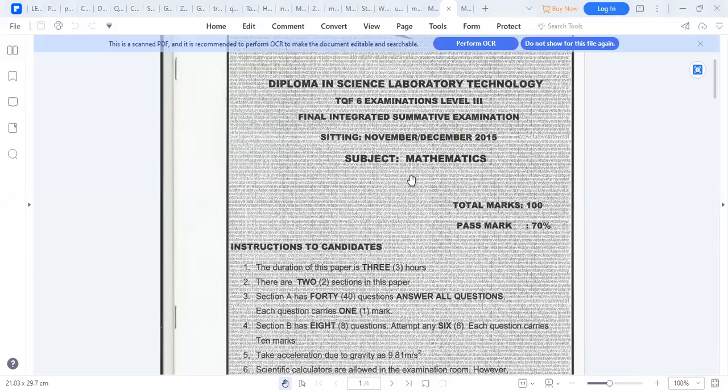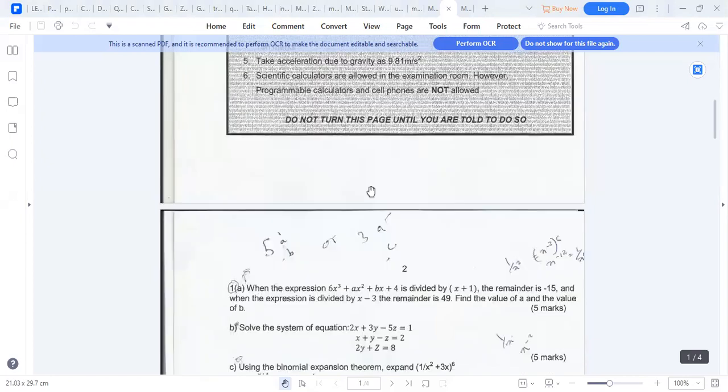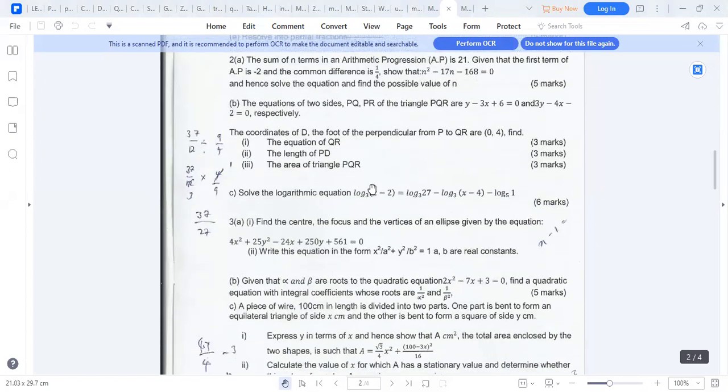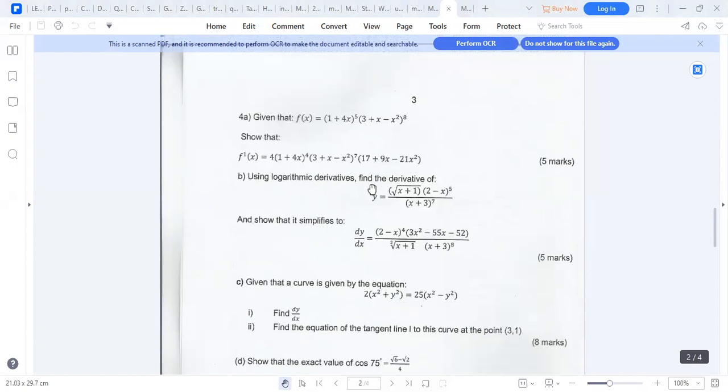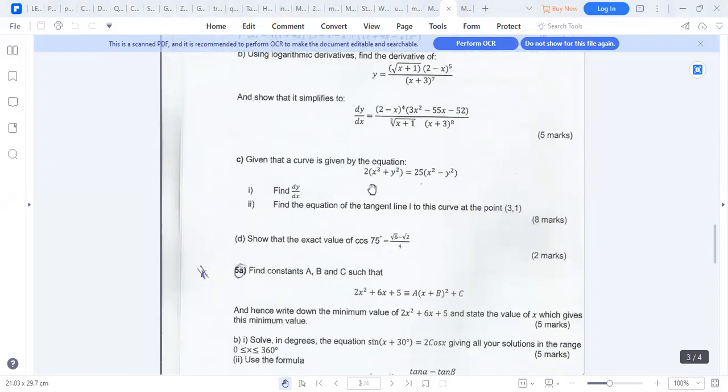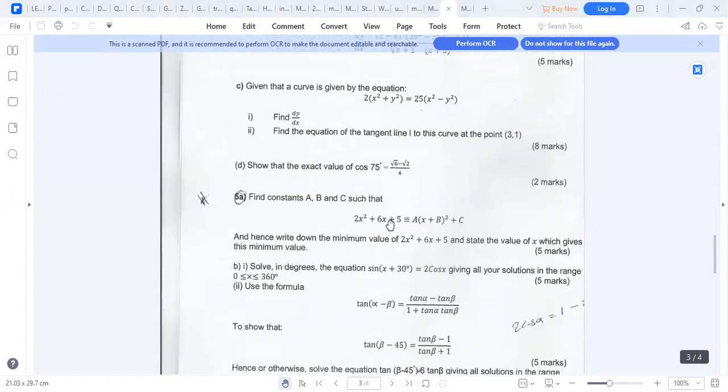So we are reviewing mathematics. The topic we're going to look at for now will be calculus. We are going to use the power rule and the chain rule to differentiate some of the functions here. But basics before we go into differentiation will be as follows.